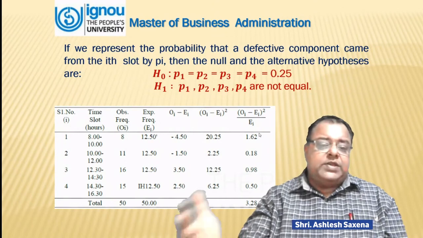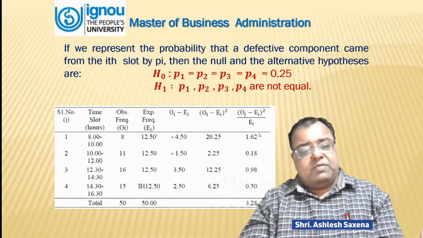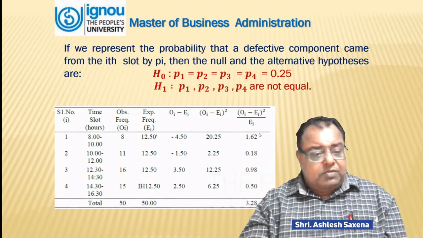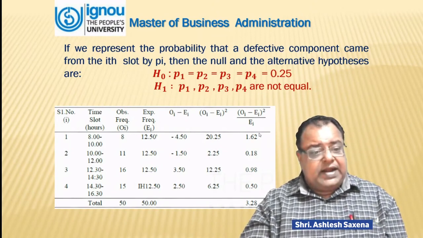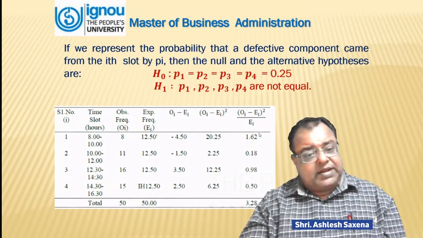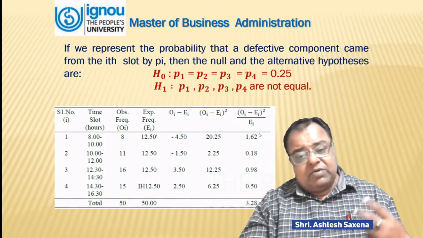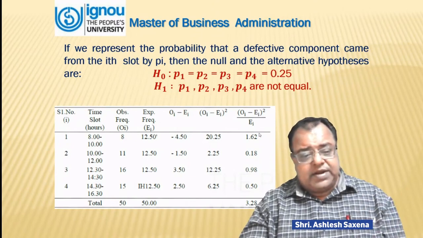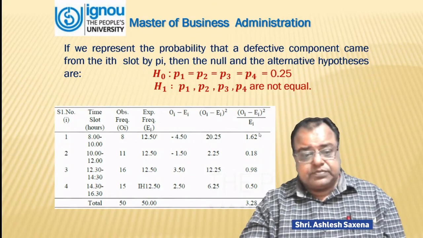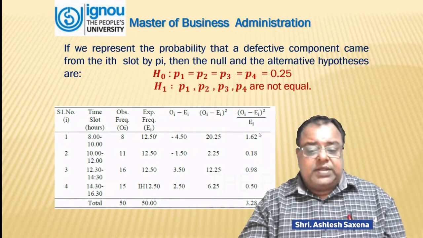Now, we will be shifting the given problem into a chi-square formulation table. Observed frequencies are given, and similarly, expected frequencies are calculated. And Oi minus Ei is calculated, (Oi minus Ei) square is calculated, and lastly (Oi minus Ei) whole square divided by Ei is calculated. Now we find that G square comes out to be 3.28.